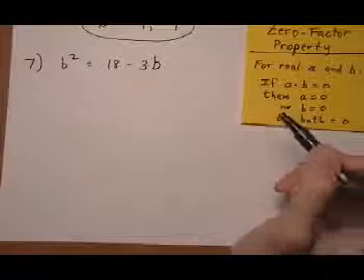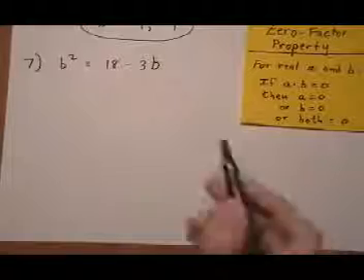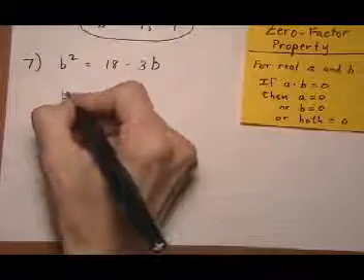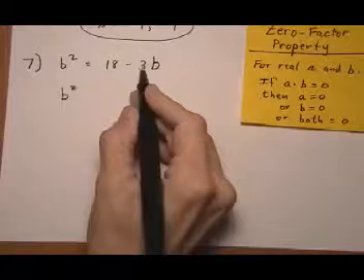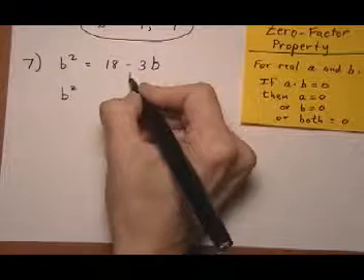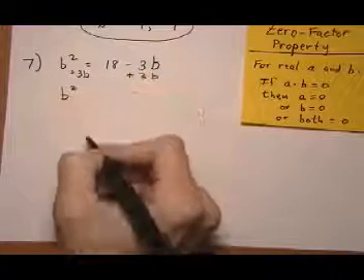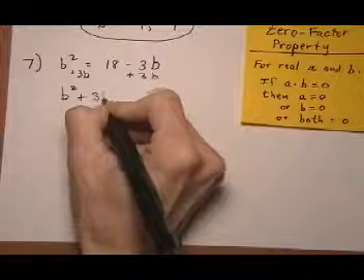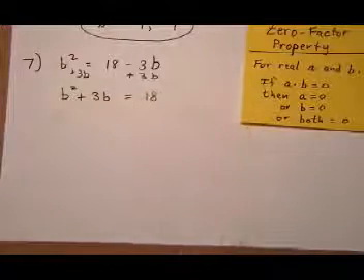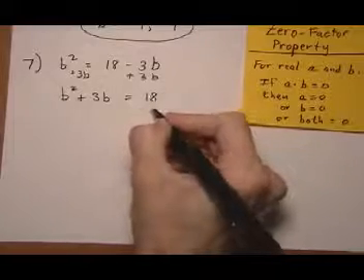First thing we got to do is get it into the equals 0 format, which is the standard form. So let's start with the b squared here, and then we want to get all terms to the left. So we have to add 3b on both sides. That's going to give me b squared plus 3b equals 18. And then we got to subtract 18 because we want the right side to be 0.